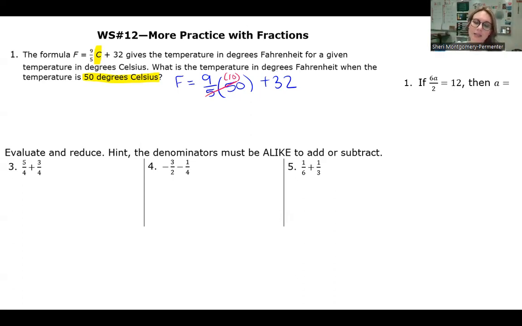So what is 9 times 10? 90. And then we have 90 plus 32. That's 122.